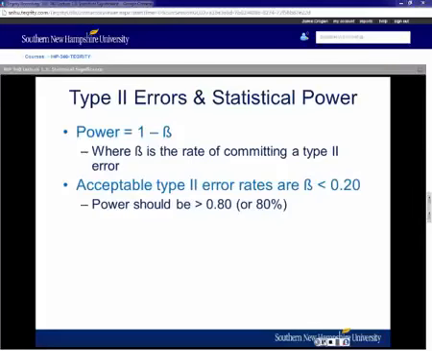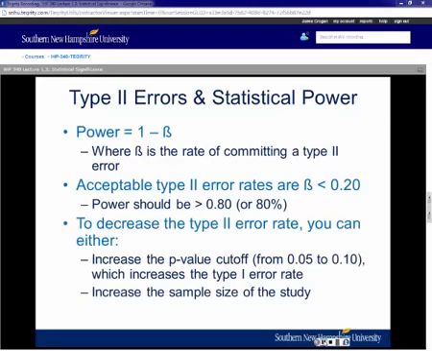So we also have acceptable rates of a type 2 error. Just like the type 1 error acceptable rate is 5%, the type 2 error rate, the acceptable level is 0.2 or 20% or smaller. So if power equals 1 minus beta, and beta needs to be 20% or smaller, that means that power needs to be 80% or bigger.